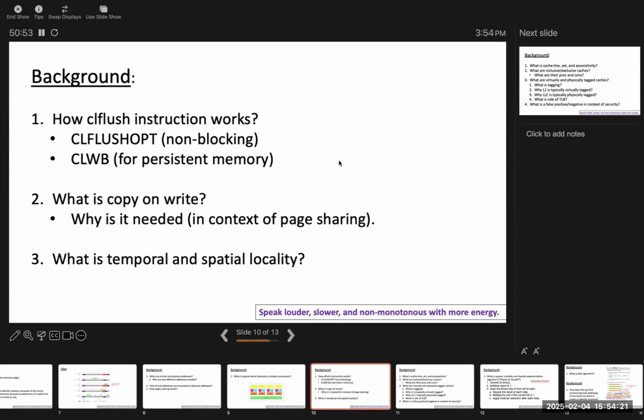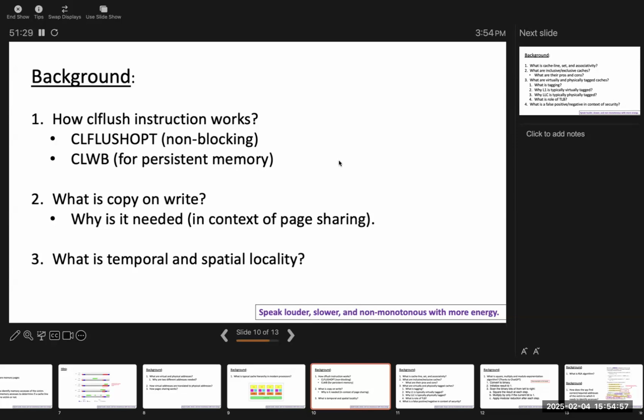CLFLUSHOPT does exactly the same thing as CLFLUSH, but the only difference is that it doesn't block the subsequent instructions. It allows them to continue if they don't have any dependency on the CLFLUSH or on this address. Let's say if this instruction is a load from the same address, then it will wait. But if it is like add R1, R2, R3, with no dependency, it can execute.